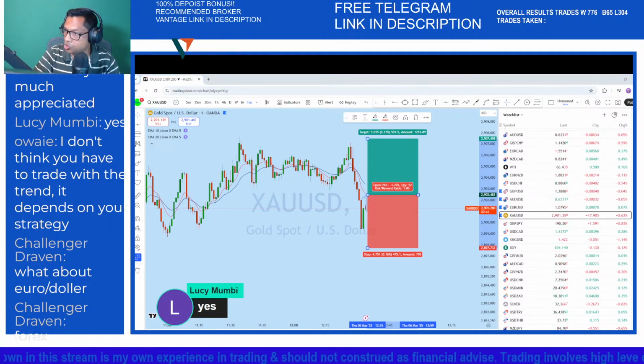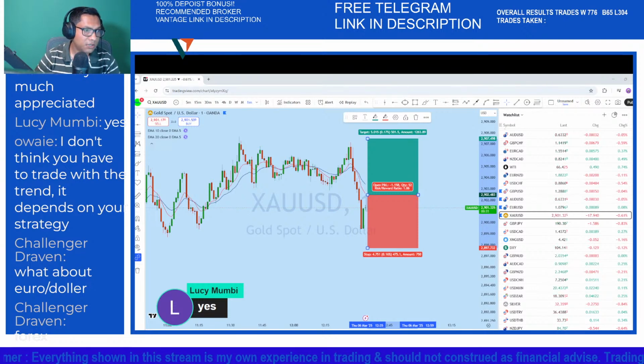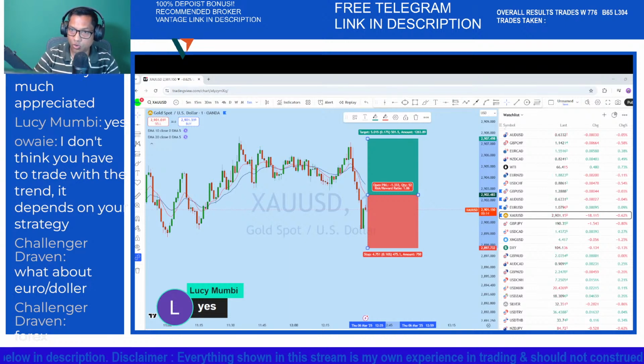So I'm deleting the previous one, placing a new pending order here at 2902.483, stop loss 2897.732, TP target at 2907.498. So this is a new pending order. The previous one is deleted.